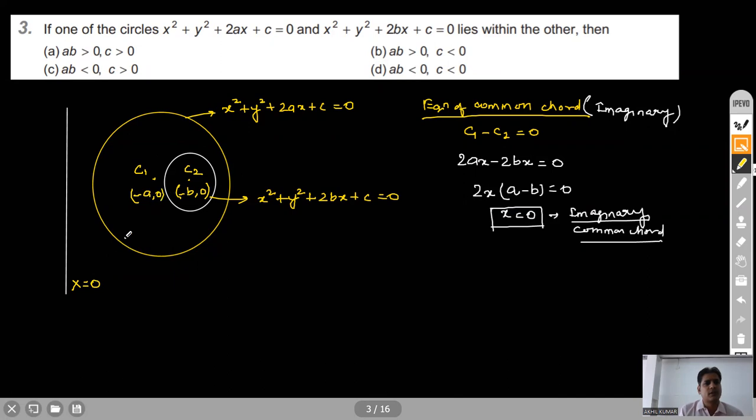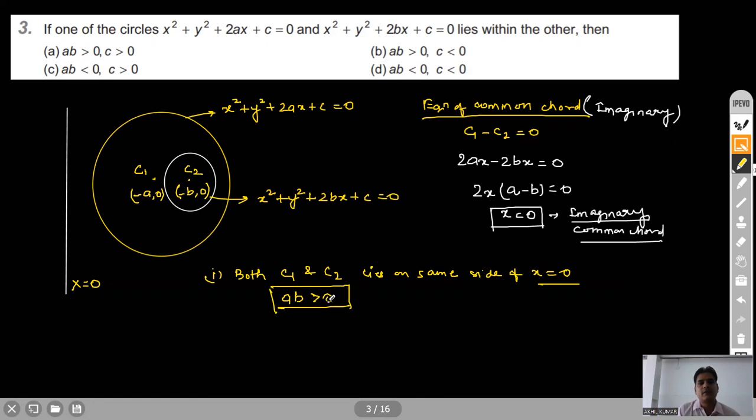So if you observe, both C1 and C2 lie on the same side of x equal to 0, right? Same side of x equal to 0. What does it mean? This product ab will always be greater than 0.